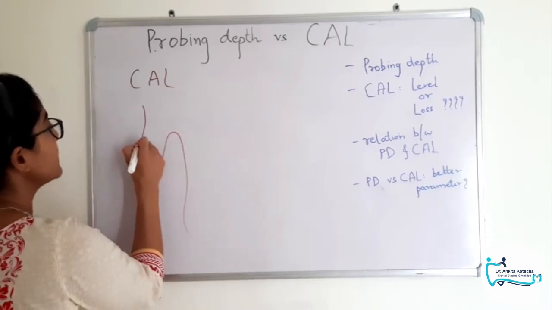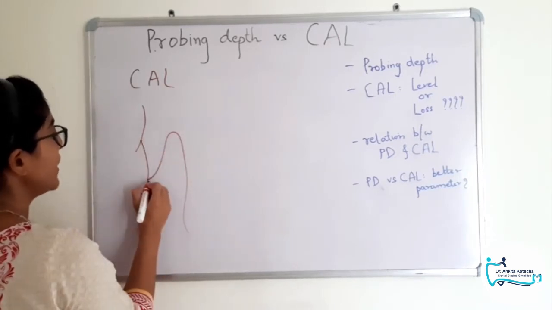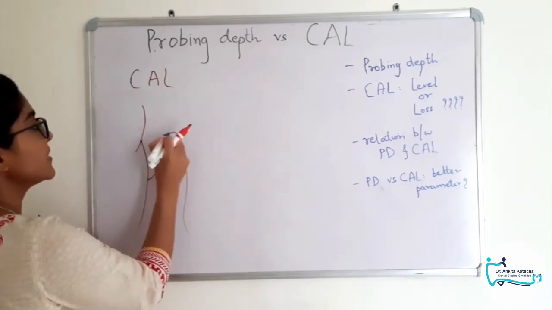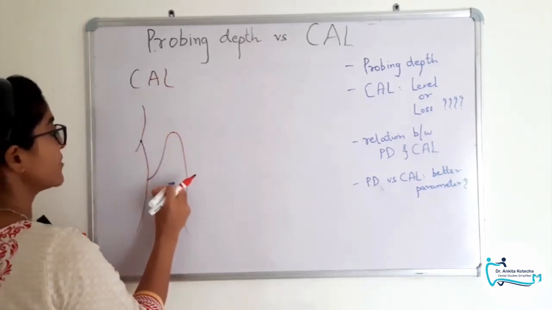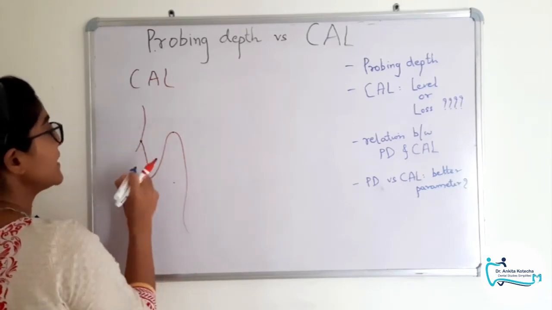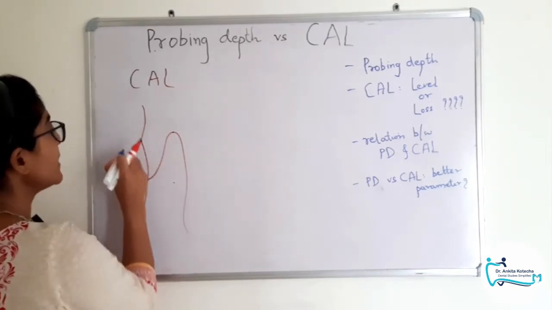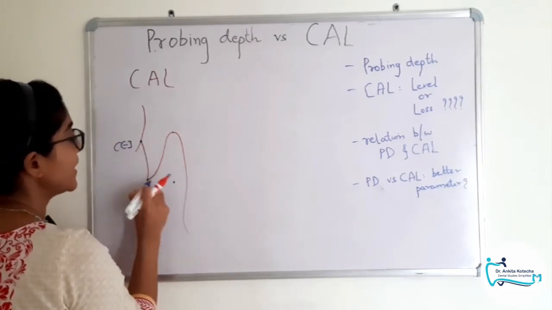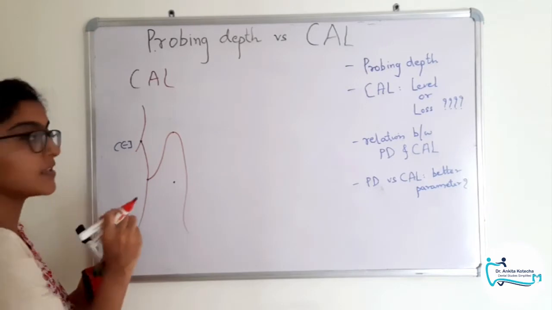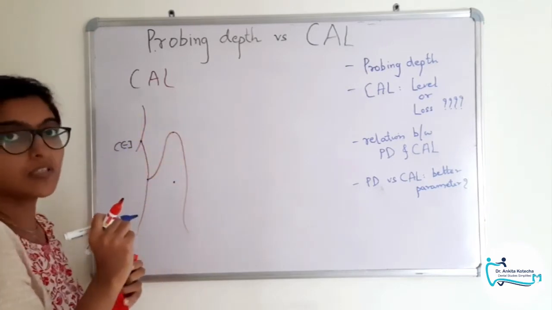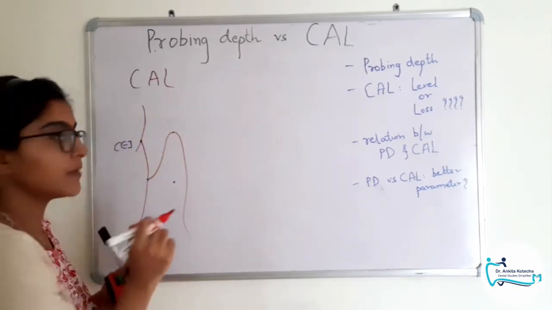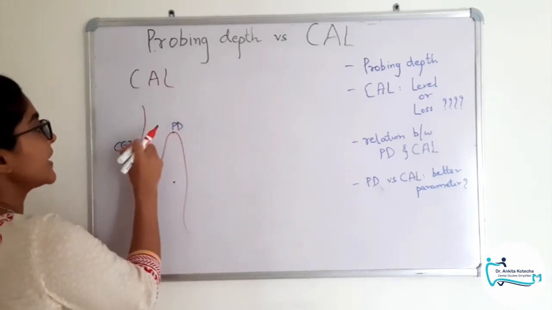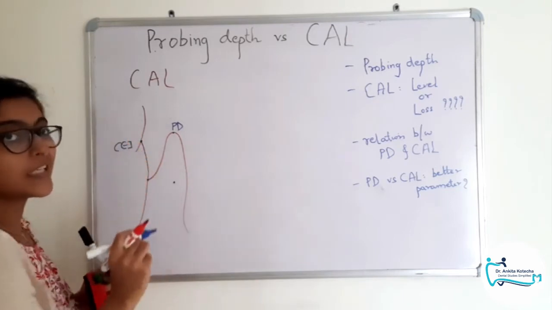Basically, it is the distance between CEJ and the base of the sulcus. Remember, probing depth was the distance from the crest of the gingival margin to the base of the sulcus, and CAL is the distance between CEJ and the base of the sulcus. Here they have one parameter in common, that is the base of the sulcus, but the coronal reference point is variable. In case of probing depth, it is the crest of the gingival margin. In case of CAL, it is CEJ.